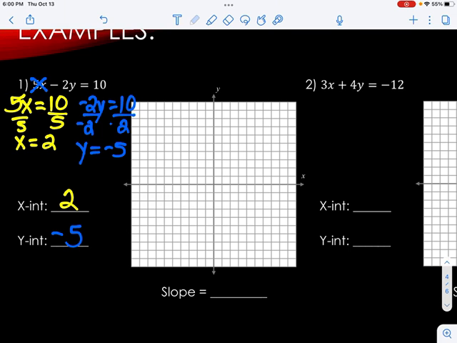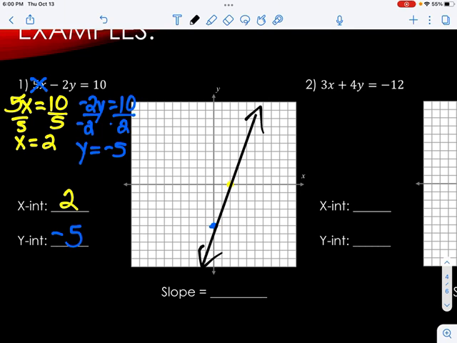Now, to graph this, what I simply do is I come down 5: 1, 2, 3, 4, and 5. I put my dot. That is my y-intercept. Then I come across to a positive 2 on the x-axis, and I put the x-intercept. My last thing is I connect those 2 points, and there is my line.